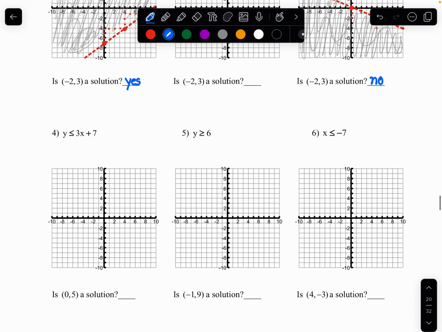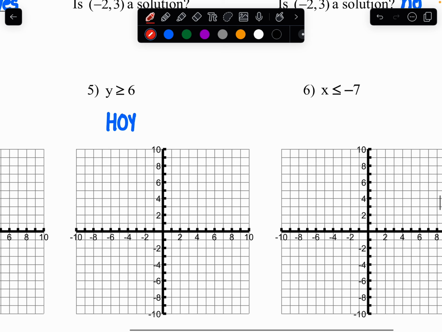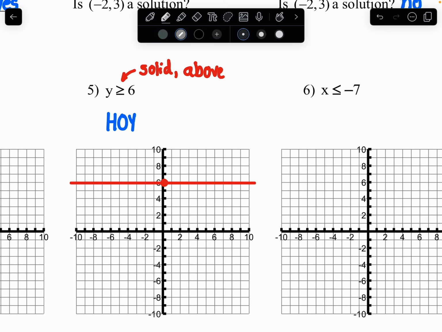Let's just look at some vertical, horizontal type lines, right? On this problem, I'm going to look at number 5. This is y equals 6, so that's a horizontal line, and that means we're going to go to 6 here, and it is equal, so this is going to be solid, and it's greater, so I'm going to shade above. Okay, so I'm just going to go right here. There's my line, the area above, and then I'm just going to check that solution.